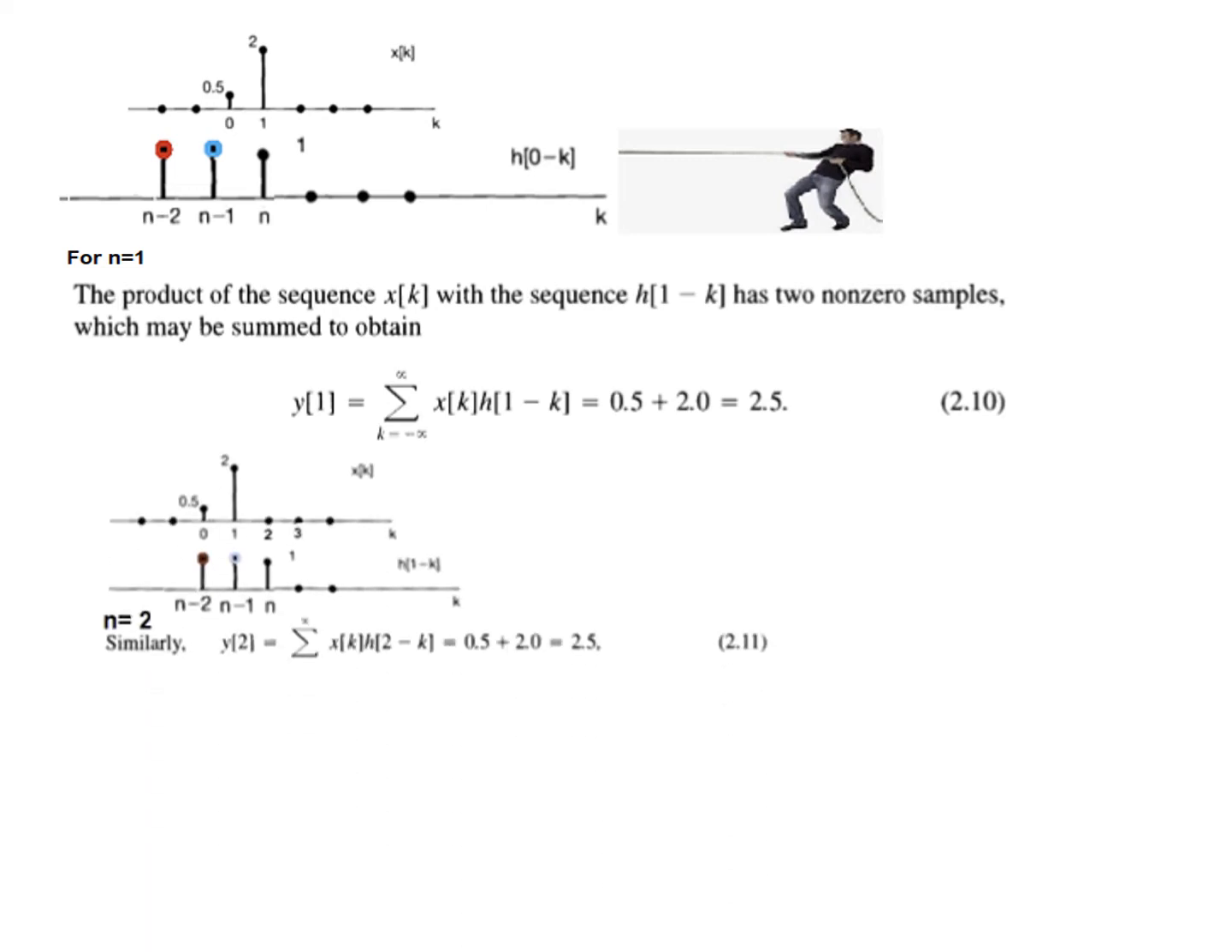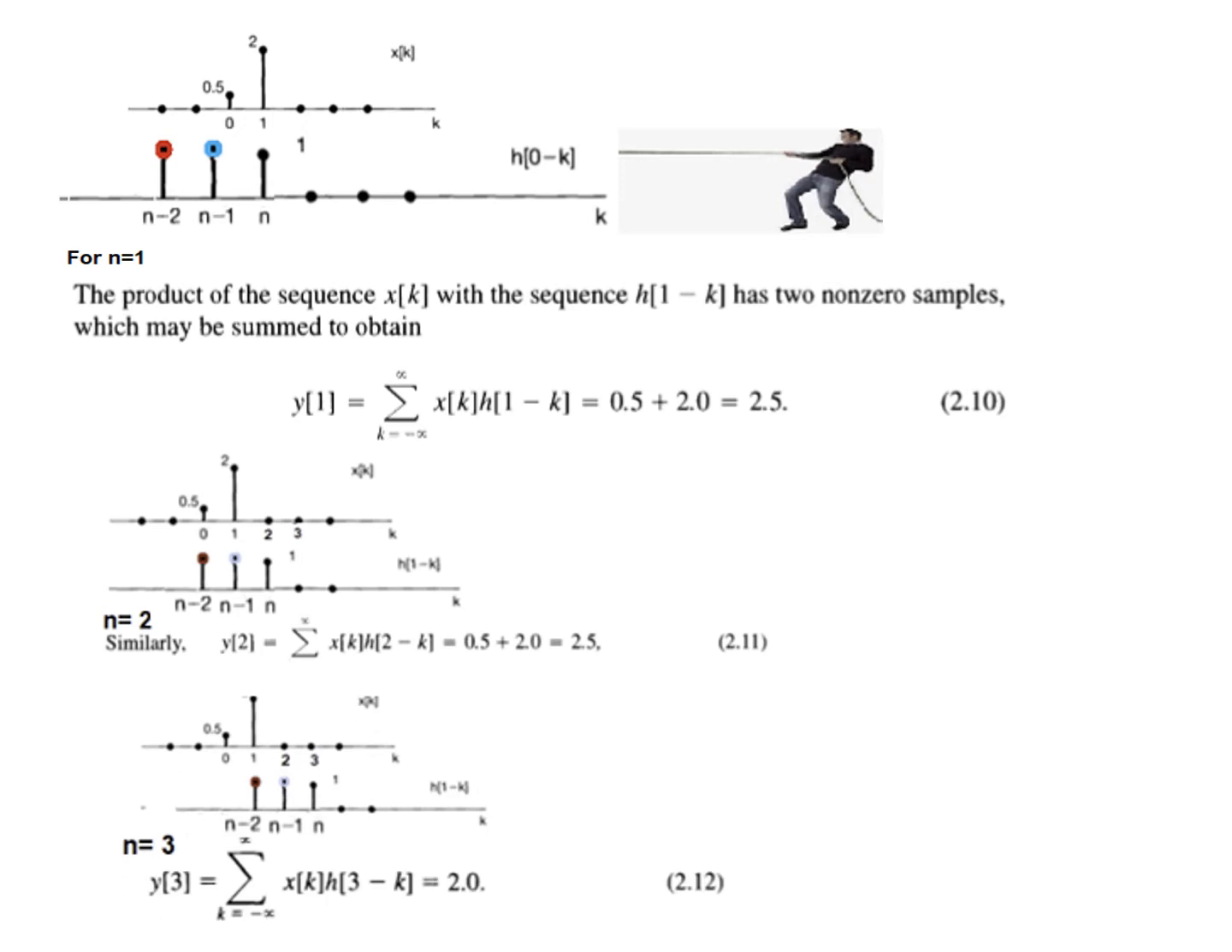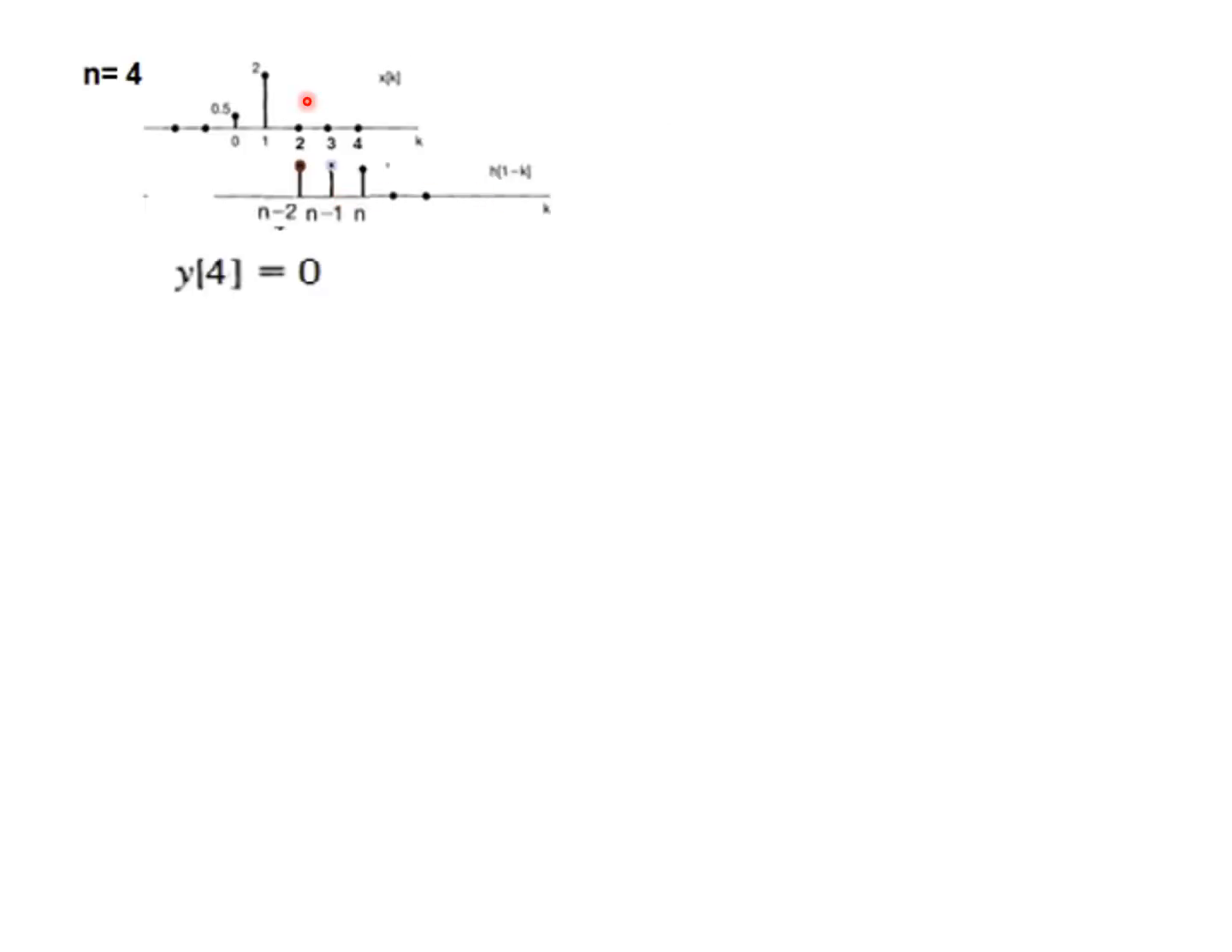Okay, move it further. So we pull further, this term goes out, so this is not overlapping, but these two are overlapping. So we'll get a similar result, that is 1 multiplied by 0.5 is 0.5, and 1 multiplied by 2 is 2. So 2.5 again. Pull it further. Now these two are out, only one is multiplying, and that is 1 multiplied by 2, so the answer is 2. And if you pull it further, there is no more overlap, so the answer in this case will be 0 at n is equal to 4. At n is equal to 4, no more overlap.